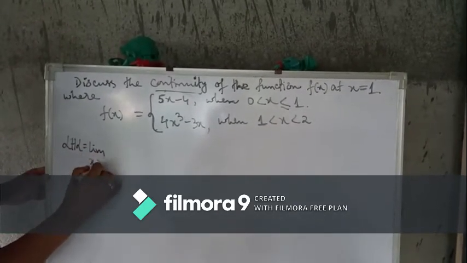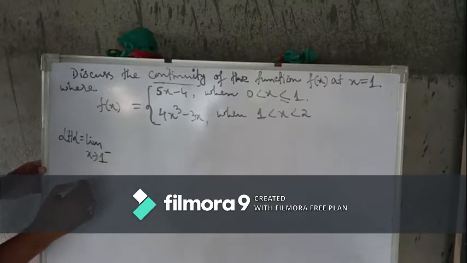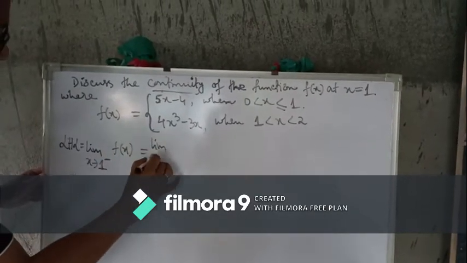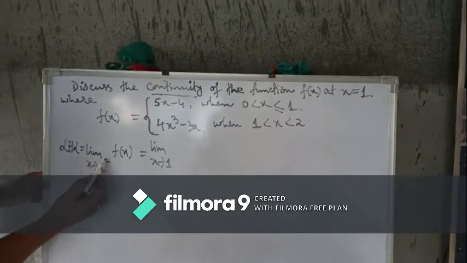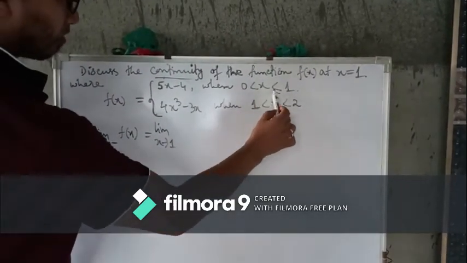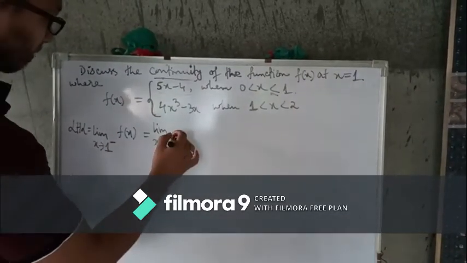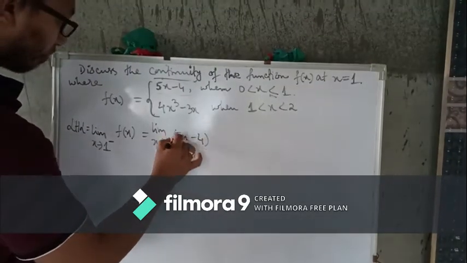Limit x tends to 1 minus, to represent the left hand limit, f(x). Now we have to check 1 minus, that means less than 1. So less than 1 means this function. Here x is less than 1. So we are going to use this function for f(x), 5x minus 4.